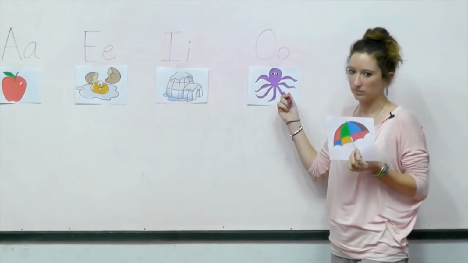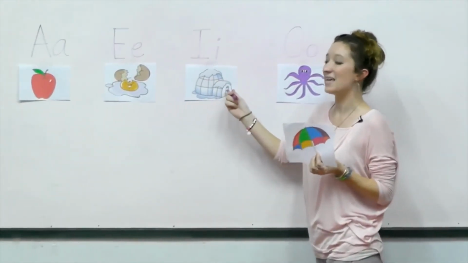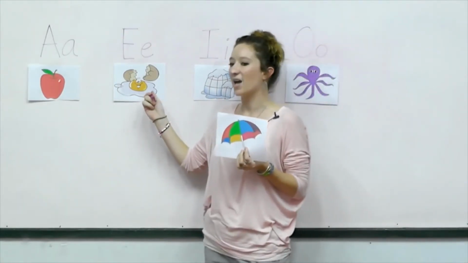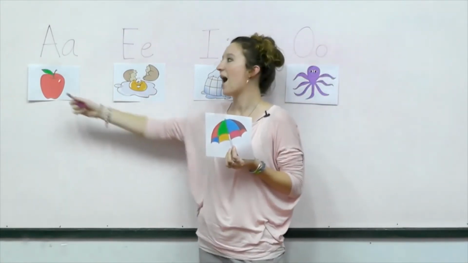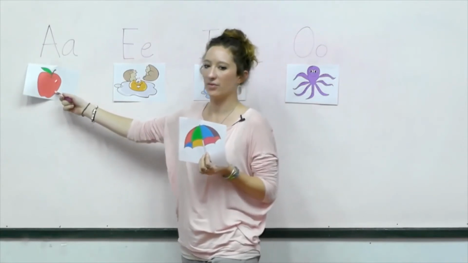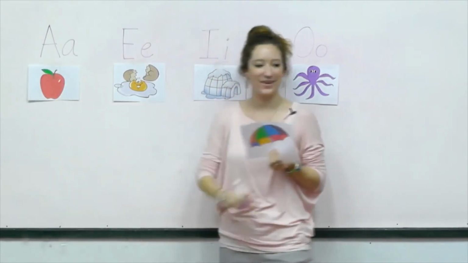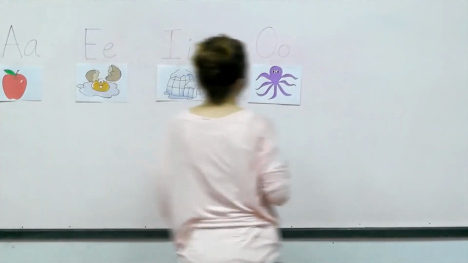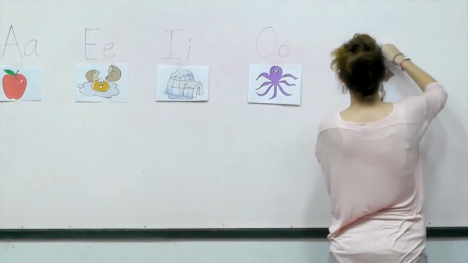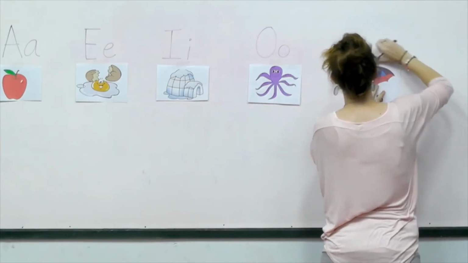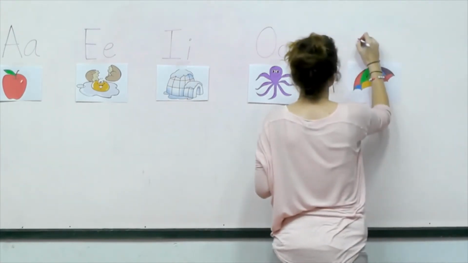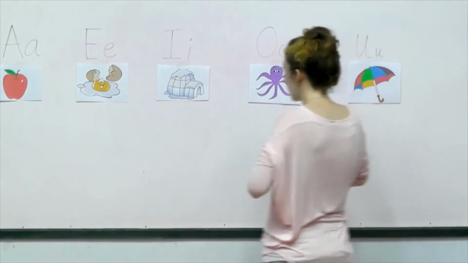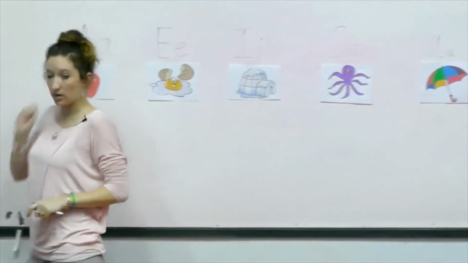Octopus. Eh, eh, igloo. Eh, eh, egg. Ah, ah, apple. Good, very good. All right, so umbrella is the U sound. Good. All right. So now we're going to go left to right.